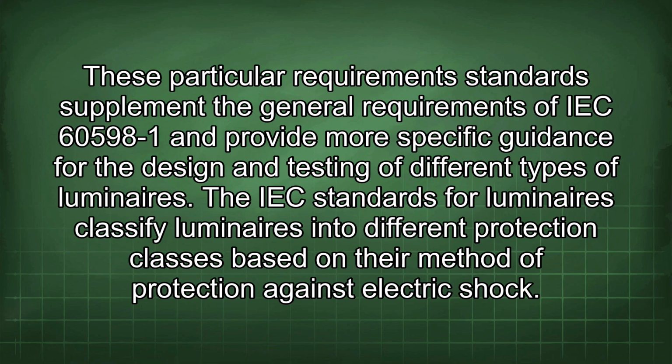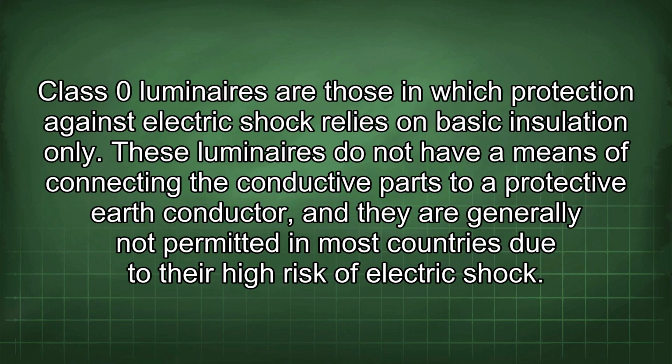The IEC standards for luminaires classify luminaires into different protection classes based on their method of protection against electric shock. Class 0 luminaires are those in which protection against electric shock relies on basic insulation only. These luminaires do not have a means of connecting the conductive parts to a protective earth conductor, and they are generally not permitted in most countries due to their high risk of electric shock.